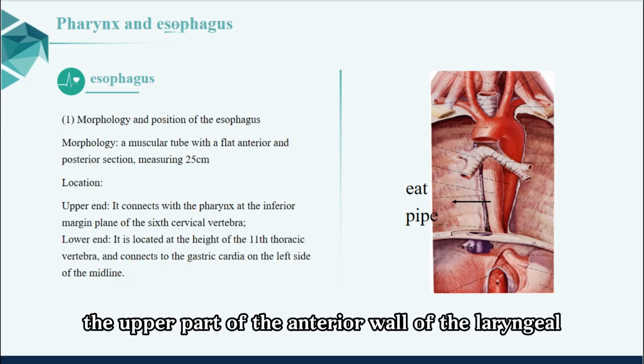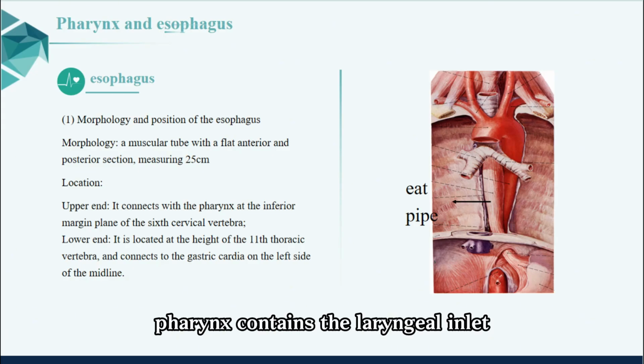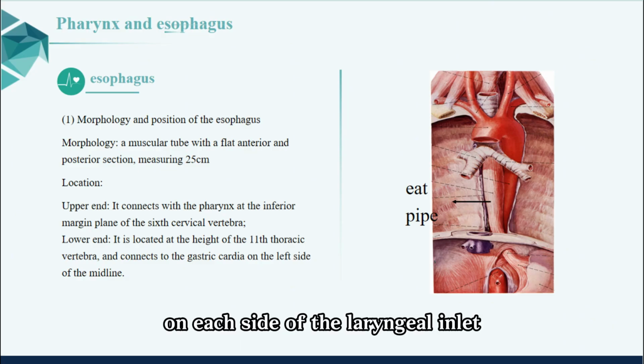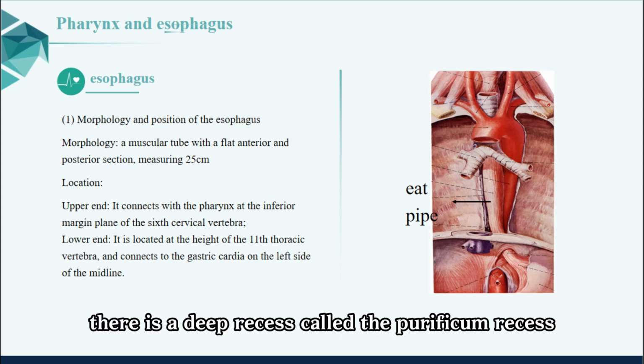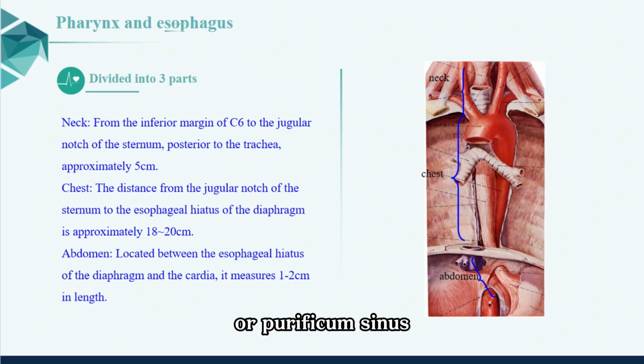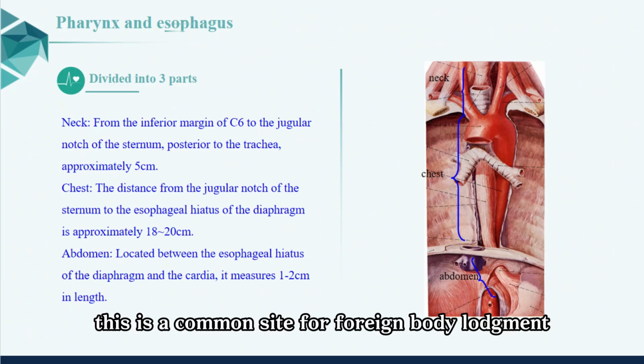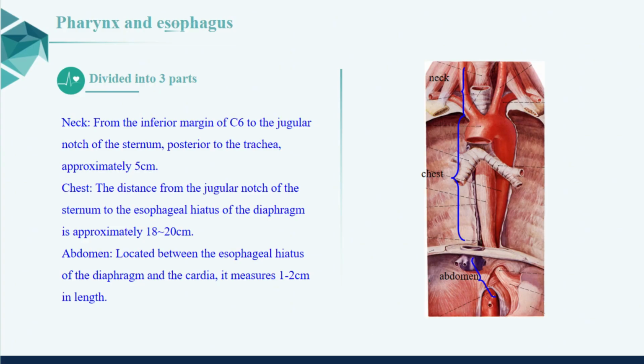The upper part of the anterior wall of the laryngopharynx contains the laryngeal inlet, which leads into the laryngeal cavity. On each side of the laryngeal inlet, there is a deep recess called the piriform recess or piriform sinus. This is a common site for foreign body lodgement.